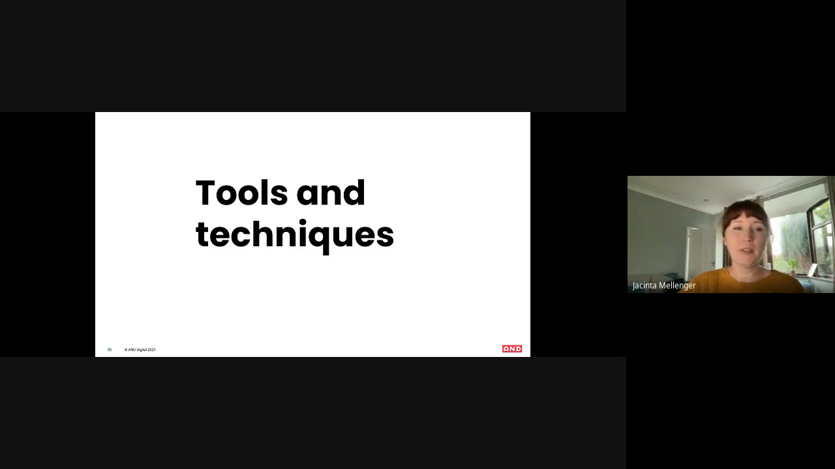So, tools and techniques. Now we're going to look at some different tools and techniques that you can use to collaborate with policy, depending on your context on a project or whereabouts you are in a policy cycle.